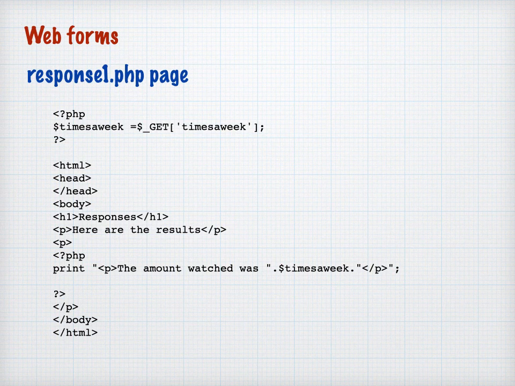And then down in the body of the program, we can do whatever we like. We could use that variable for doing mathematical calculations. Here, all I'm going to do is simply print it out. So we go print, the amount watched was, and then we can see I'm using that string concatenation operation, the dot, to actually print the value of times a week in that gap, inside that paragraph. So if we entered 4 in the form, 4 would appear in that gap.